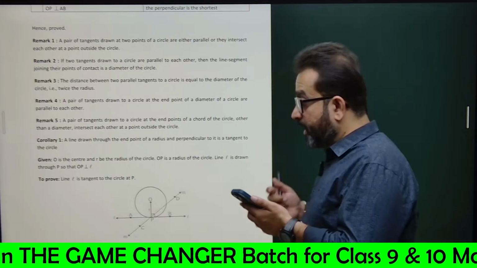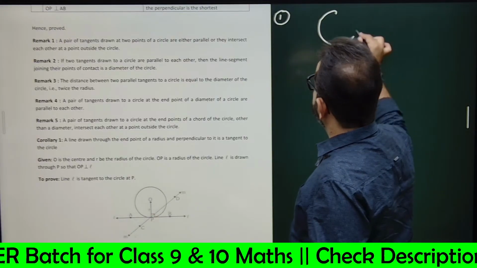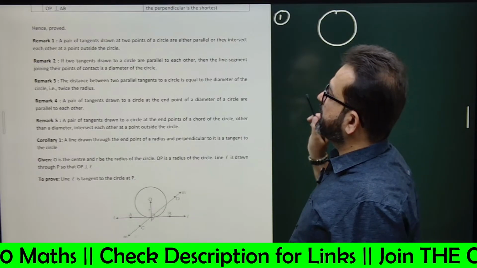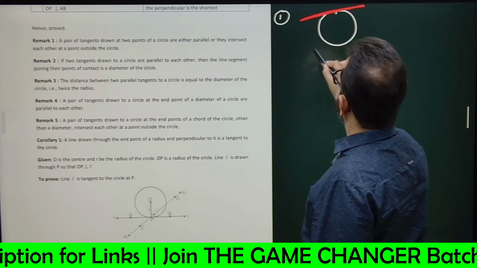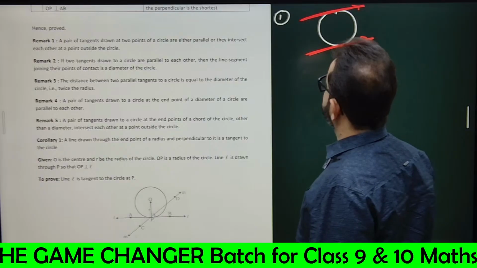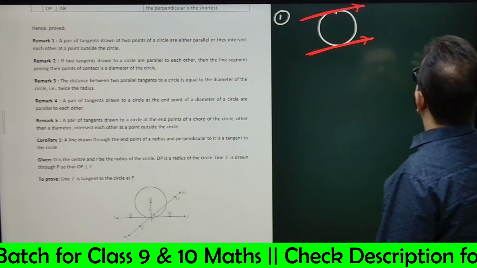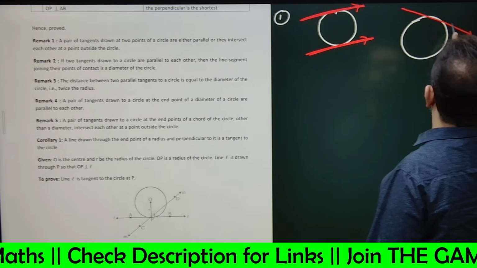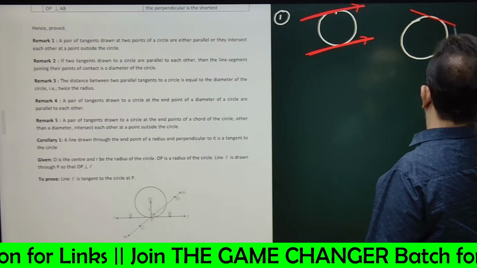Okay, point number 1. If this is a circle, a pair of tangents drawn at 2 points on a circle are either parallel. If this tangent is going like this and another tangent is going like this, can you say this is parallel to this? Yes, sir. Or if this is a circle, one tangent is going like this, touching it.